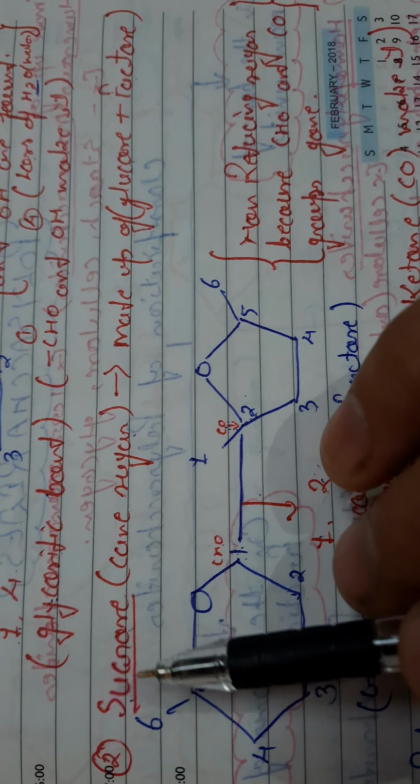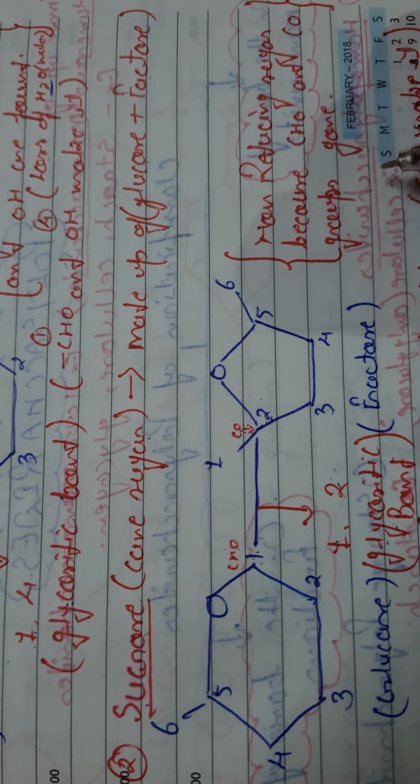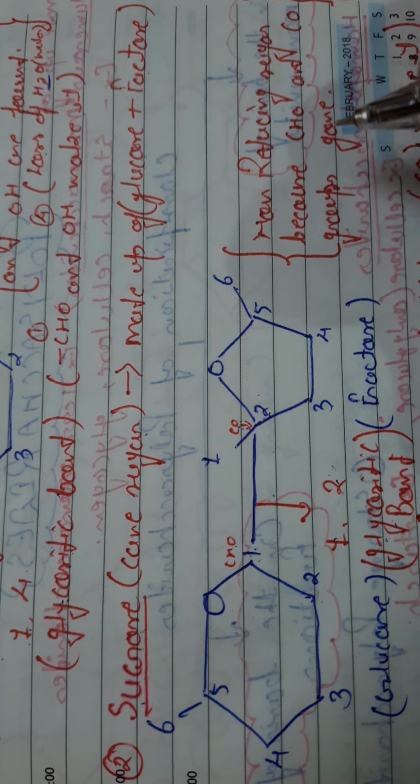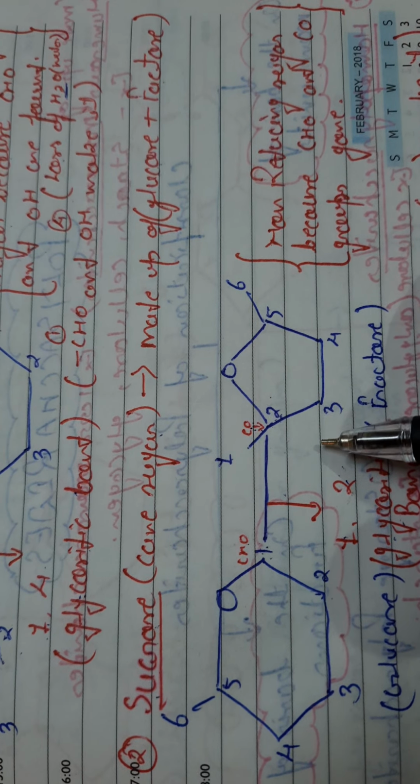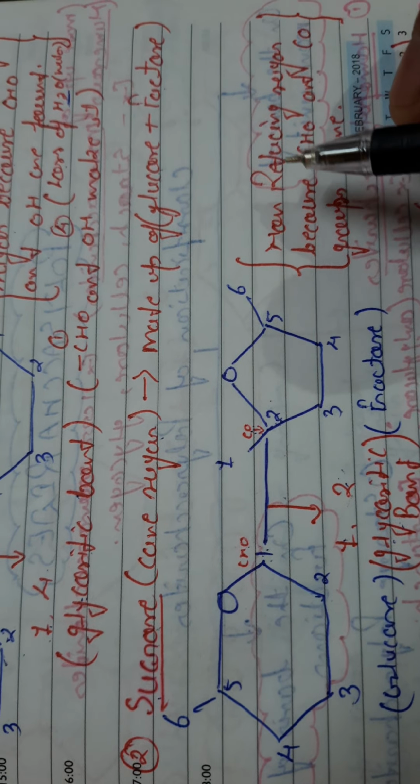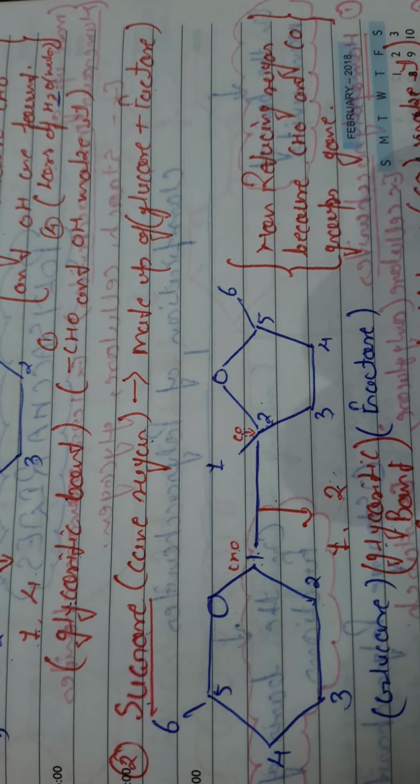But sucrose is a non-reducing sugar. Why is it a non-reducing sugar? Because the bonding takes place between the aldehyde group CHO and the keto group CO. That's why sucrose is a non-reducing sugar.